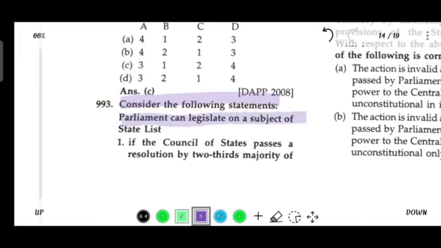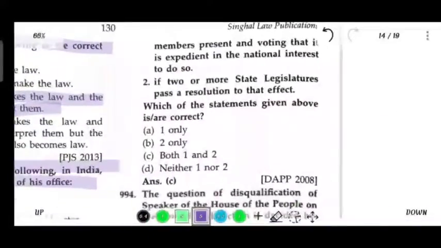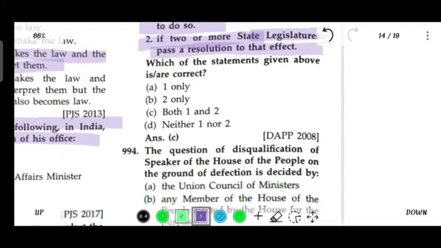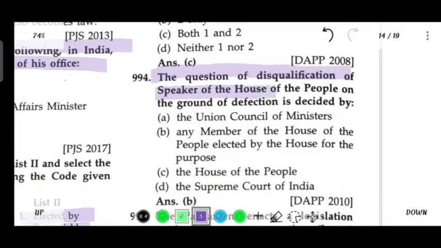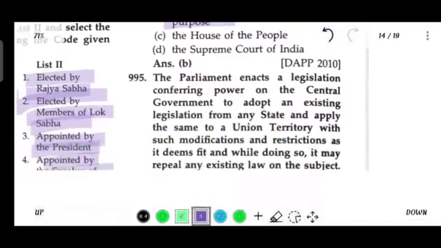Consider the following statements. Parliament can legislate on a subject of the State List if the Council of States passes a resolution by two-thirds majority of the members present and voting that it is expedient in the national interest to do so. If two or more state legislatures pass a resolution to that effect. The question of disqualification of a Speaker of the House of the People on the ground of disaffection is decided by any member of the House of the People elected by the House for the purpose.